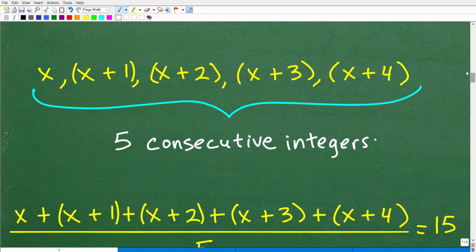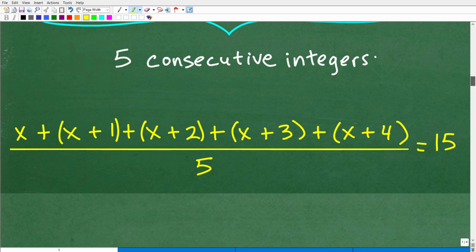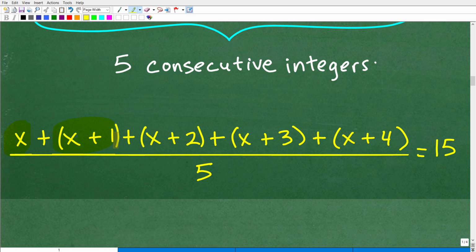Here are our 5 consecutive integers. Our first is x, our second is x plus 1, our third is x plus 2, our fourth is x plus 3, and our fifth consecutive integer is x plus 4. The average of these 5 consecutive integers is going to be 15. So how do I find the average of anything? We have 5 numbers here, 1, 2, 3, 4, 5. We need to add up all these numbers and divide by 5. Let's construct that right now. Here are our 5 consecutive integers. We're finding the sum of them.